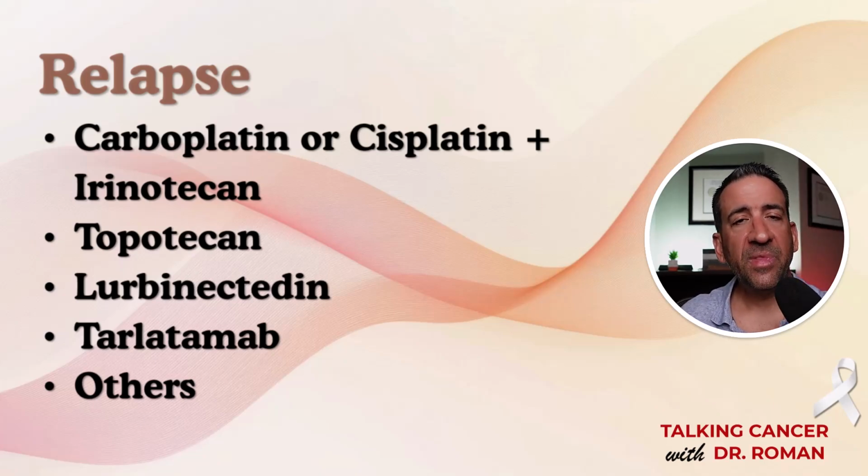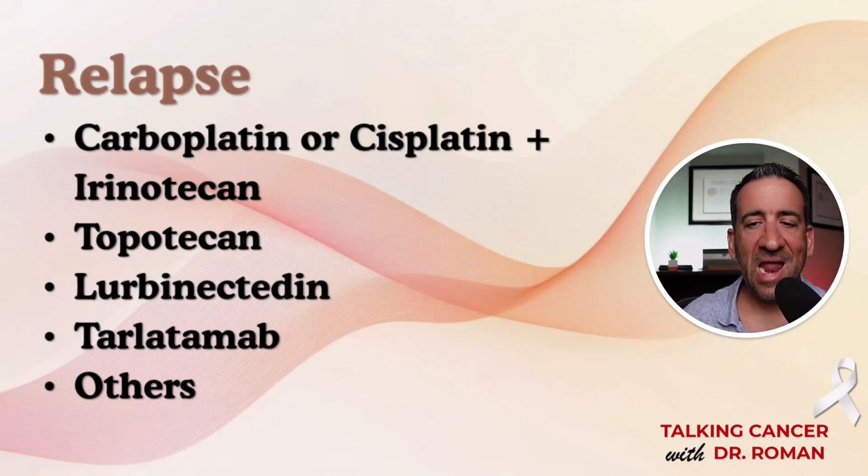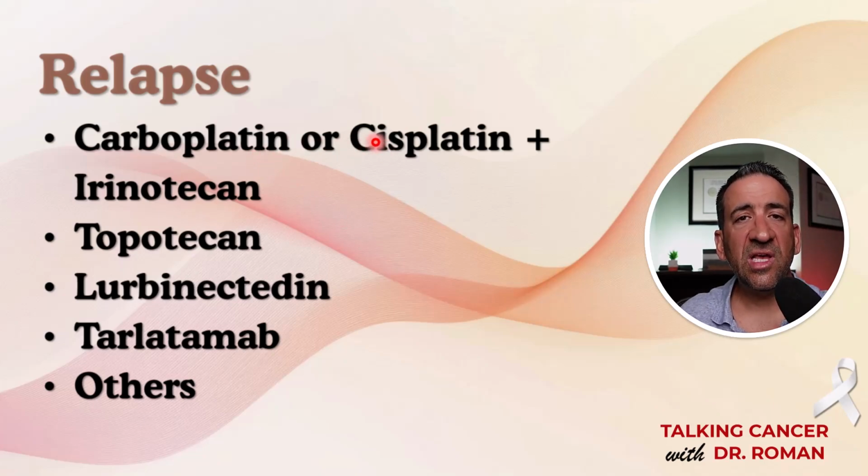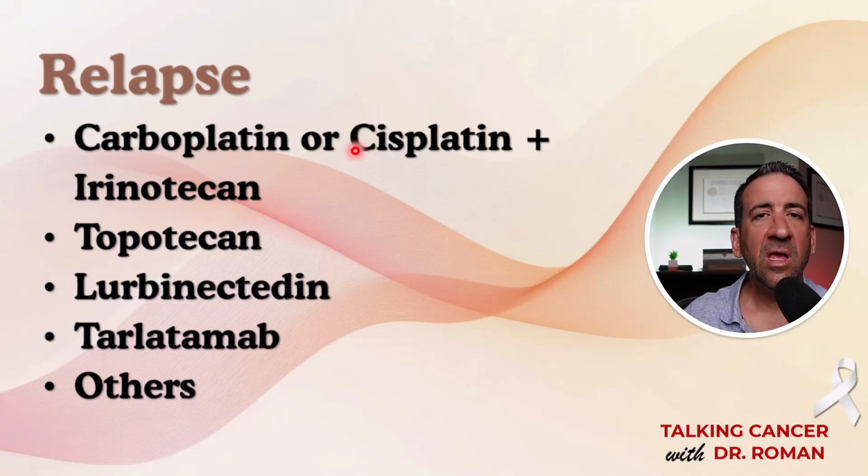So for example, let's say you were given a platinum, either cisplatin or carboplatin, and etoposide, and the tumor grew back more than 6 months later. So 6 months later, a year later, then we can still give you cisplatin or carboplatin plus etoposide, because it kept you cancer-free for a certain amount of time, okay? It did not come back immediately after treatment. So that would be one option.